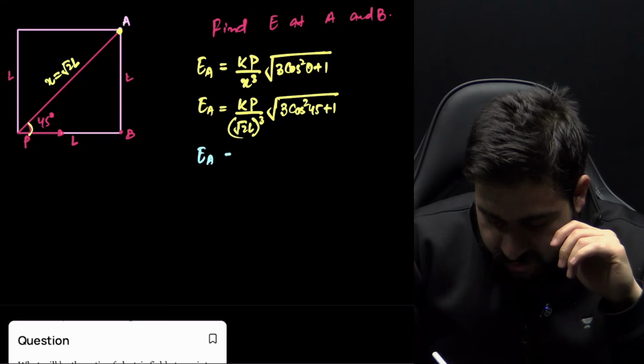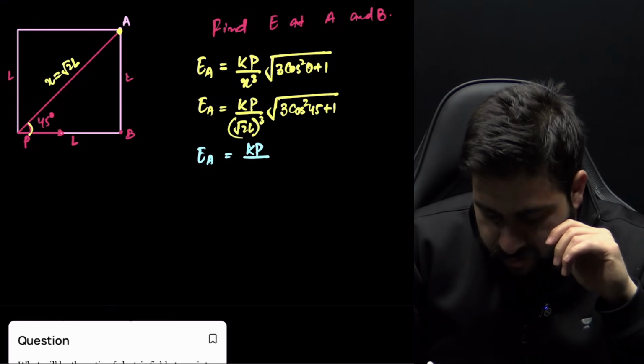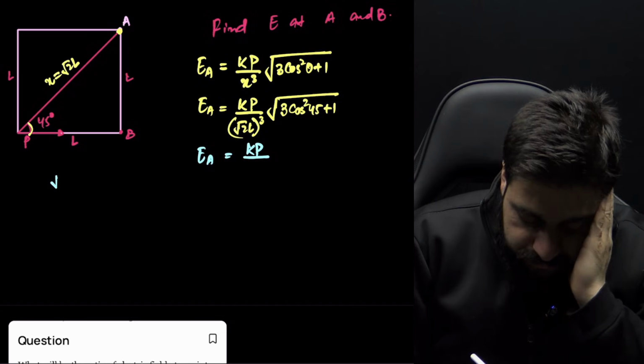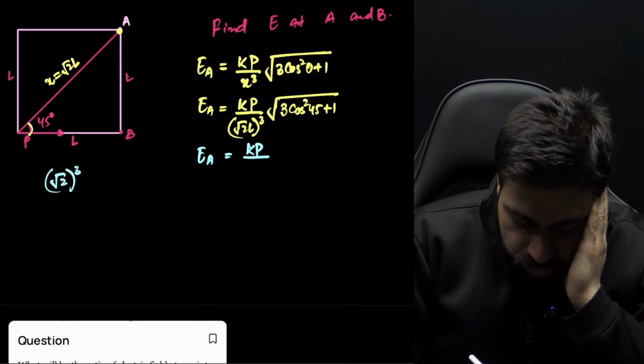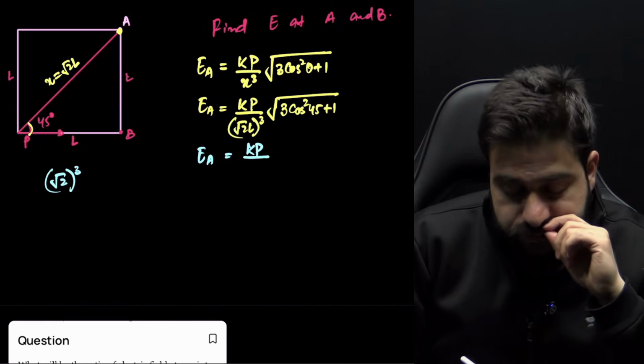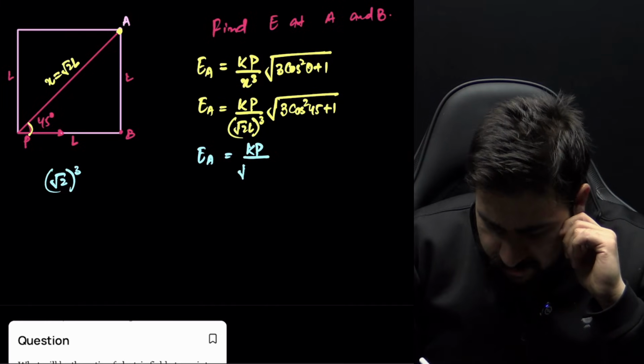Now the electric field at point A will be Kp divided by (root 2 L) whole cube. What does that mean? That means root 2 whole cube is 3 times root 2, that is root 2 into root 2 into root 2. Okay, so let's keep it like this only.